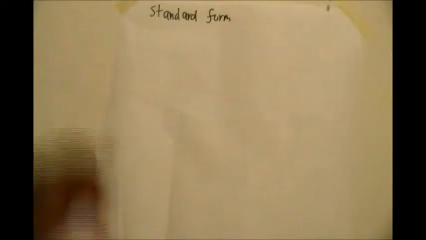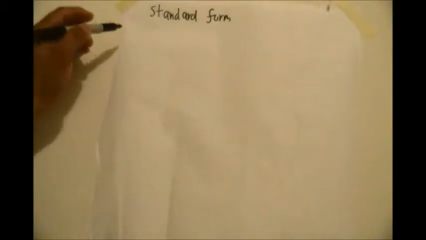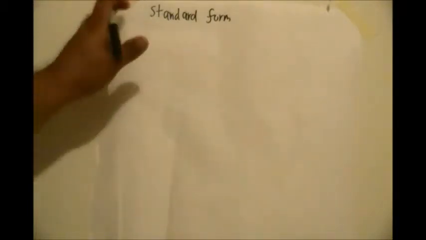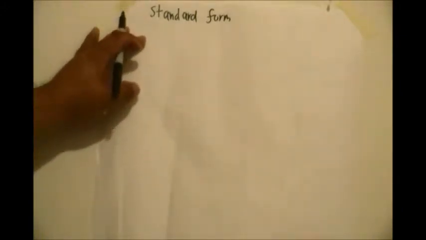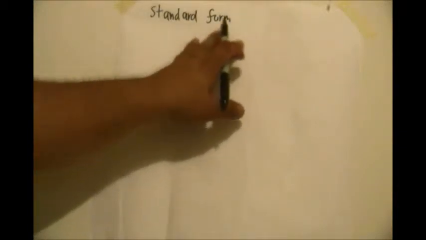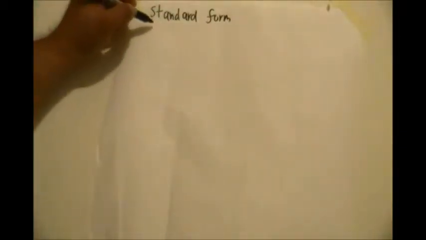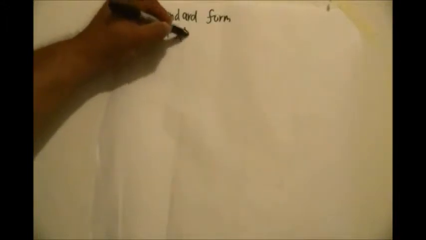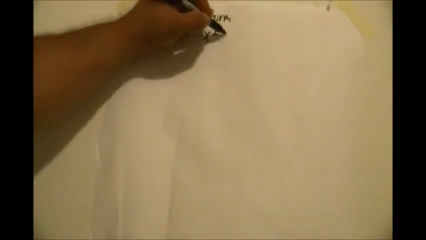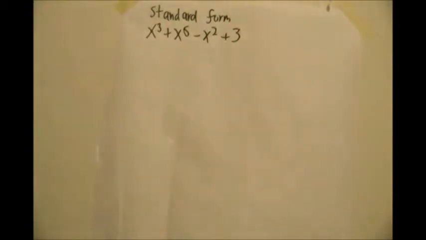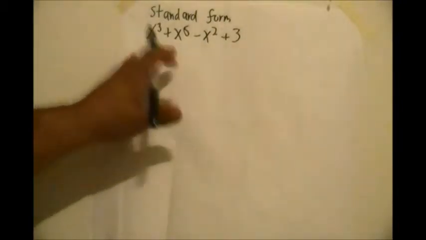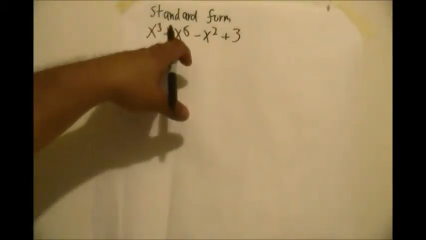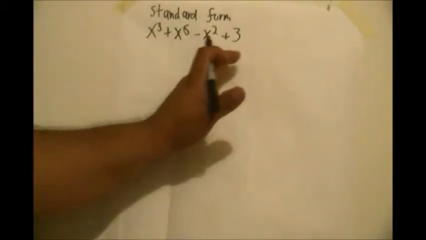Okay, let's talk about standard form of polynomials, okay? So the way standard form works is that on the left-hand side, you start with the greatest term, alright? And then you keep going down till you get to the lowest term. So for example, let's say we had x cubed plus x to the 5th minus x squared plus 3. Okay? This is not in standard form. So again, we have to place the greatest terms to the left, and then it gradually has to get smaller.